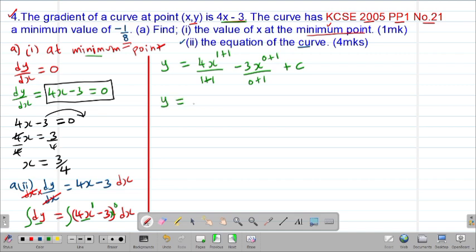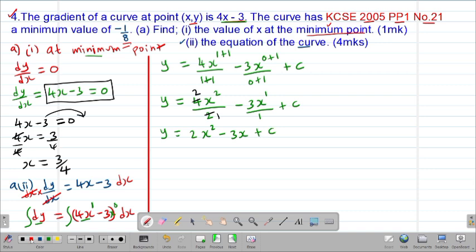Therefore, y will be equal to 4x to the power of 1 plus 1, I'll get 2, divided by 1 plus 1, I'll still get 2. Then minus 3x to the power of 0 plus 1, I'll get 1, divided by 0 plus 1, I'll still get 1, then plus the constant. Therefore, y will be equal to, 4 divided by 2 is 2. It means that my equation will be y equals 2x squared minus 3x plus the constant of integration.